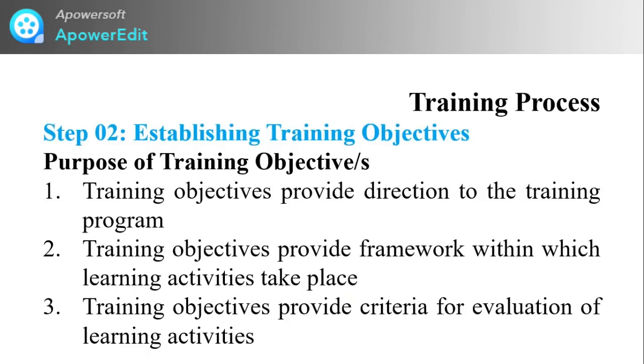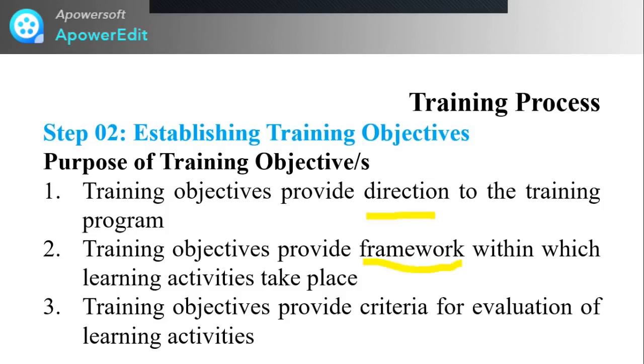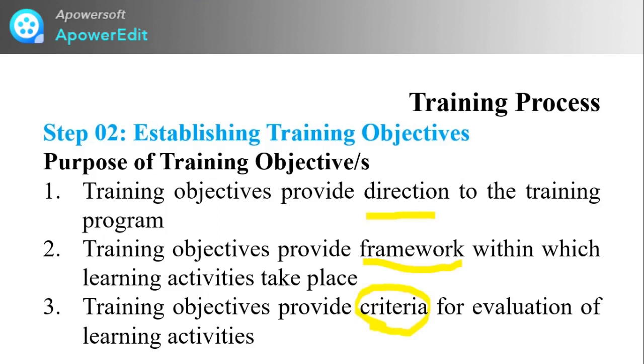Then the purpose of training objectives. Training objectives provide direction to the training program. If we have an objective of the training, then it is the direction of the training program. Second, training objectives provide a framework, the path within which learning activities take place. Third, training objectives provide criteria for evaluating the learning activity. Considering the learning objective, we can check after the training program whether we have reached that point or not. Therefore, developing training objectives is important.